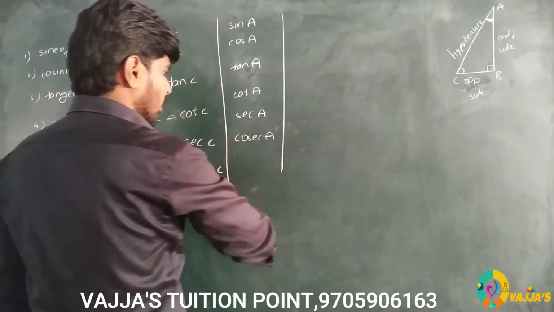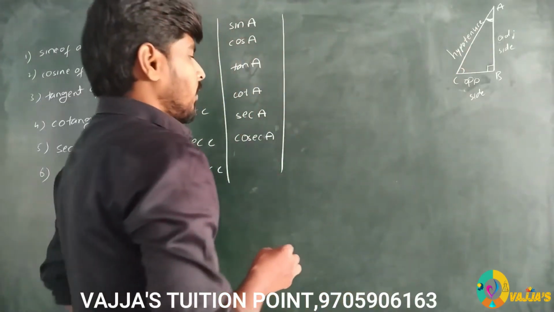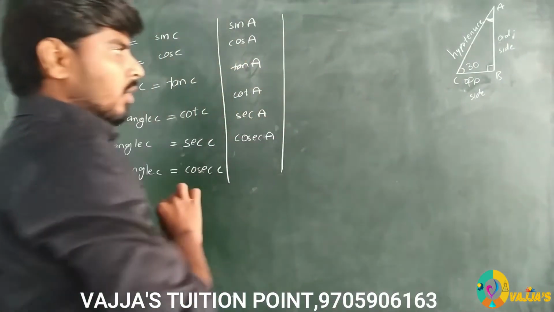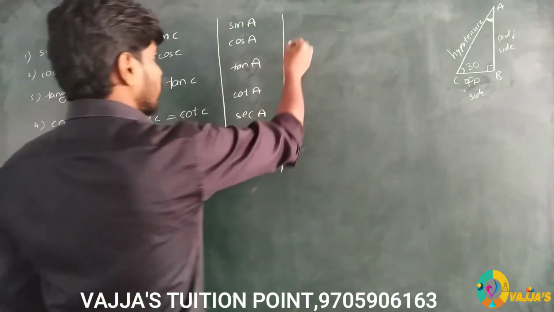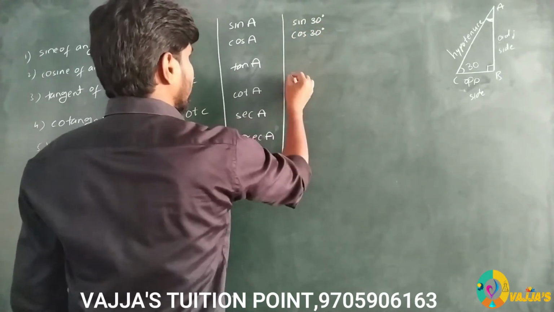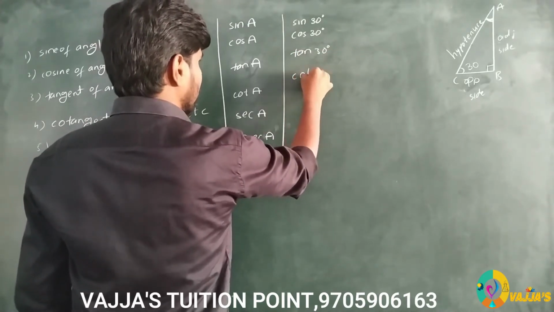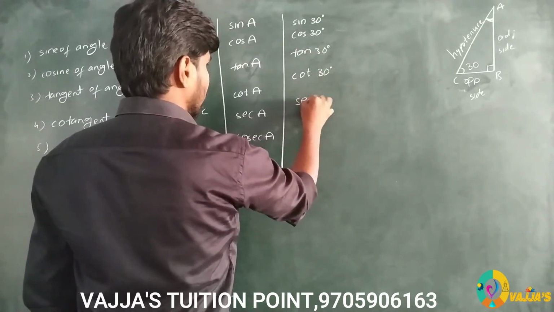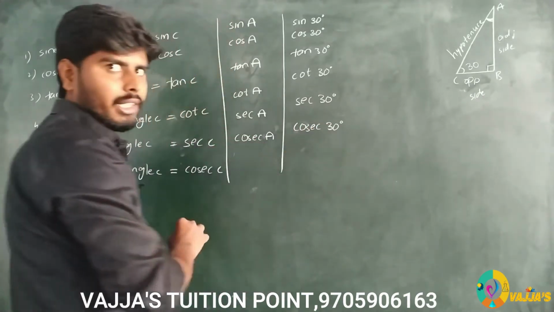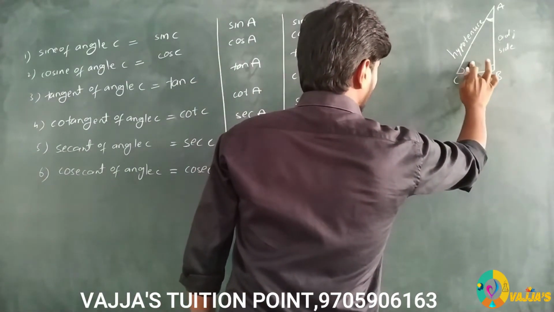And next, so I take here angle C and next angle A. So for example, if angle C is 30 degrees, now the trigonometric ratios become sin 30 degrees, cos 30 degrees, tan 30 degrees, cot 30 degrees, secant 30 degrees, cosec 30 degrees.